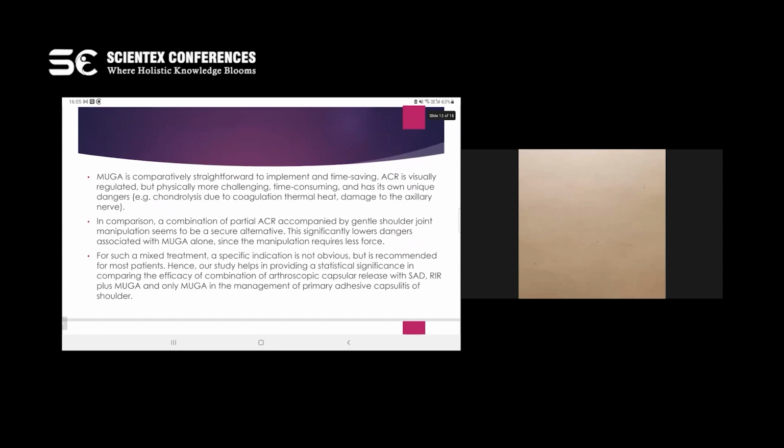So when we come to our treatment, MUA is comparatively straightforward to implement and it is time saving. Whereas arthroscopic capsular release is visually regulated, we can see the adhesions which we are breaking ourselves, but it is more challenging and it requires more expertise, and it is also time consuming, and it has its own unique dangers, such as chondrolysis might happen. During arthroscopic surgery, we might damage the articular cartilage of the humeral head or the articular cartilage of the glenoid, and due to coagulation or thermal heat, there might also be some damage to the axillary nerve.